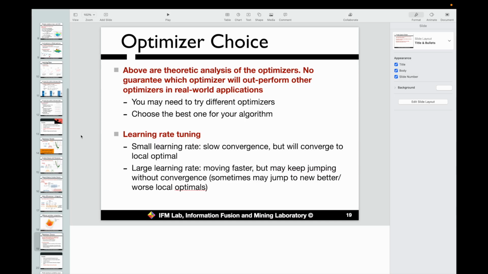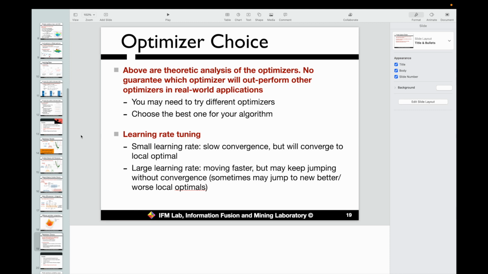As to the optimizer to be used for your real application or in your project, the above slides are all pure theoretical analysis about the optimizers. We have no guarantee which optimizer will outperform other optimizers in real applications. You may need to try different optimizers in your project and choose the best one for your algorithm.